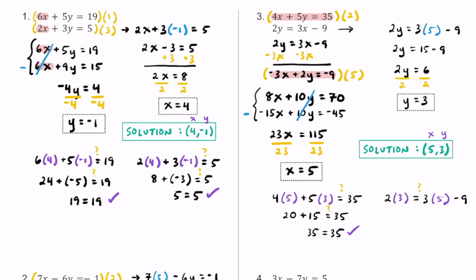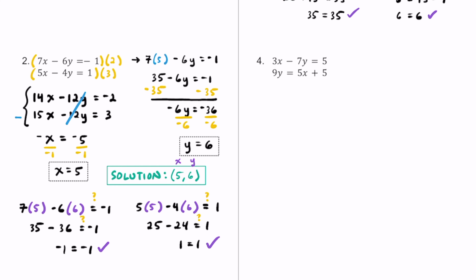On the left side, this 2 times 3 is 6. On the right side, 3 times 5 is 15. So we're saying, is 6 equal to 15 minus 9? That's kind of the question, right? 15 minus 9 on the right side is 6. So since 6 does equal 6, then we know that this solution also works for the second equation.